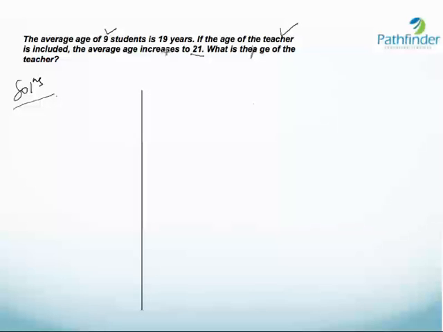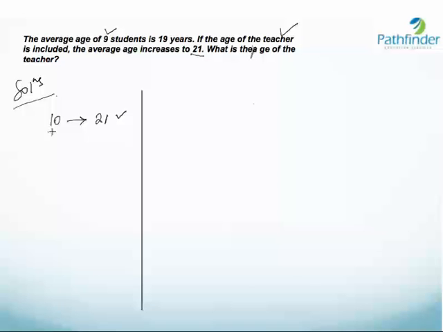In order to solve this question by the deviation method, we will consider the average of the total number of people in the group. That is 9 students and the teacher. So what is the average of these 10 people? The average of these 10 people is 21 years. And when we calculate the deviations, we will calculate the deviations from 21.